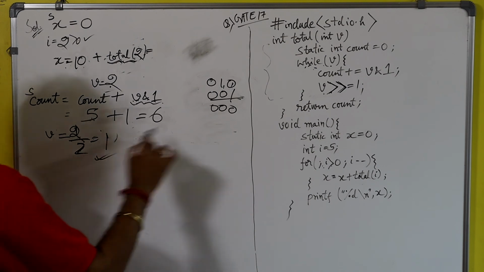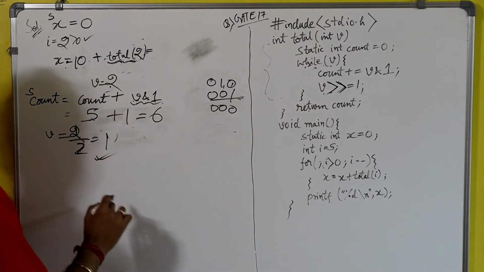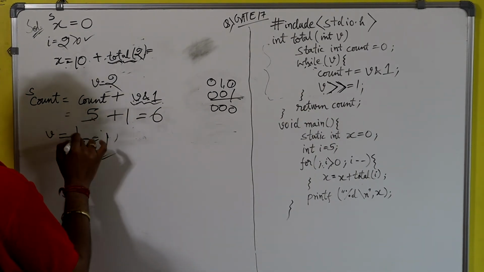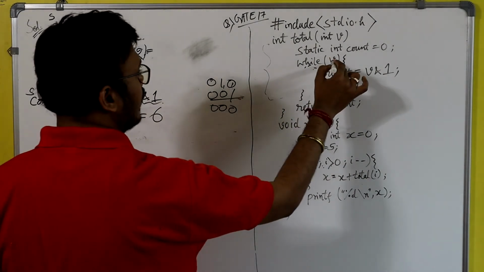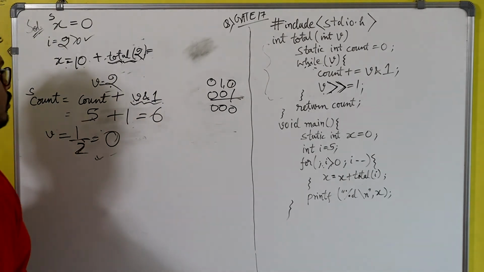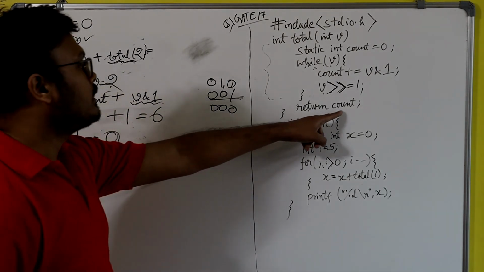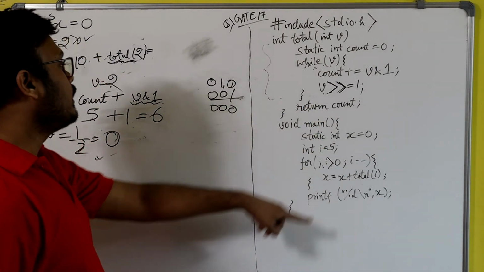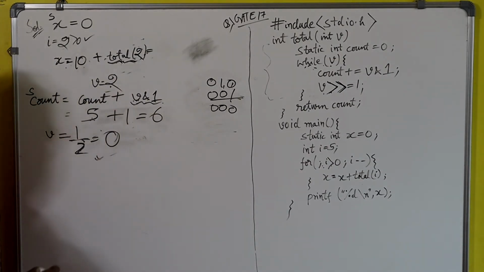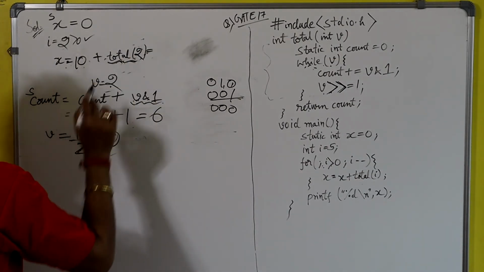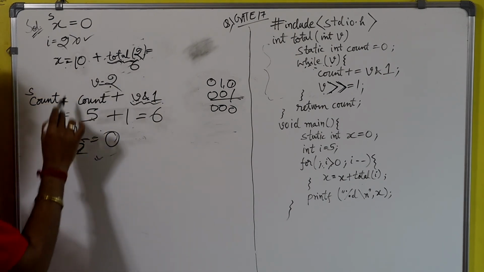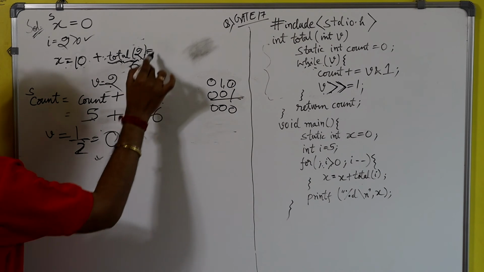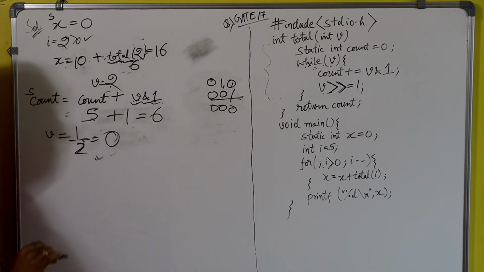So now again the value of V will be divided by 2. So 1 by 2 is 0. So the value of V has become 0. So now this while loop will be broken. And the value of count, 6, will be returned. So here, in place of total of 2, I will write 6. So the value of x has become 10 plus 6 is equal to 16.